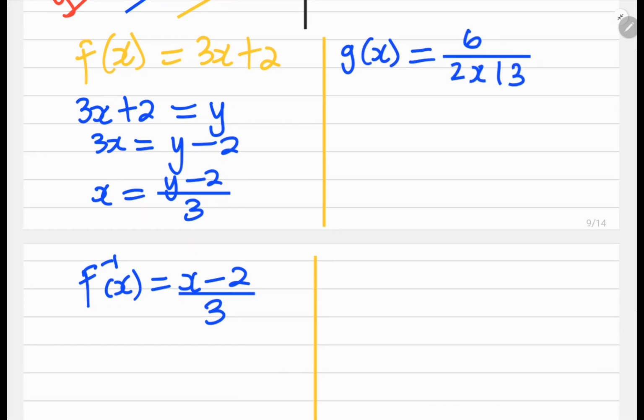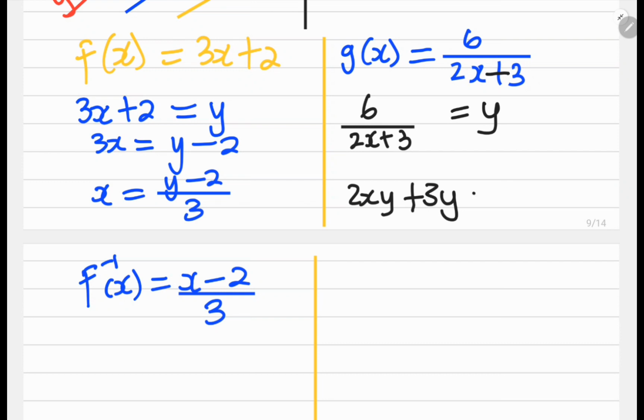We do the same thing for g of x. We want to find the inverse of g of x. So I equate my g of x, 6 over 2x plus 3, to y. I then make x the subject of the formula. So cross multiply: 2xy plus 3y is 6.